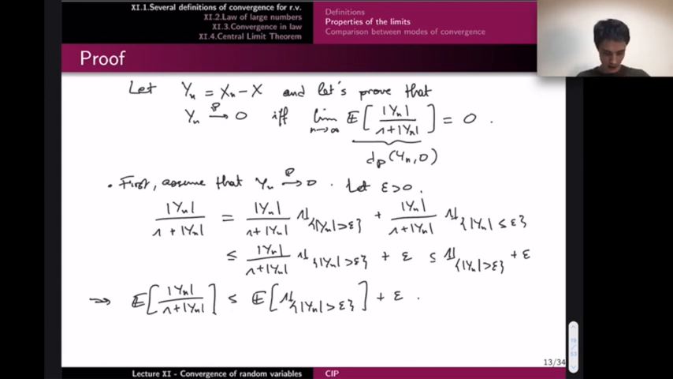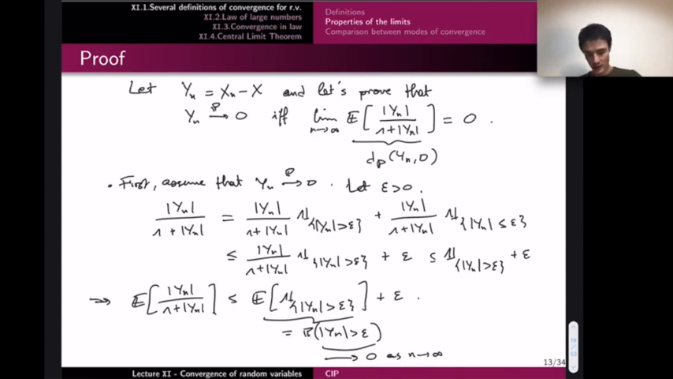Well, this, as you know, is equal to the probability that Yn is greater than epsilon, and we know that this quantity goes to 0 as n goes to infinity. And here epsilon is arbitrary. So the expectation of Yn divided by 1 plus Yn goes to 0.